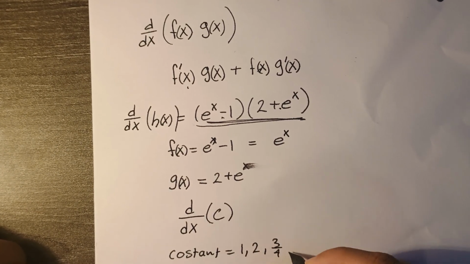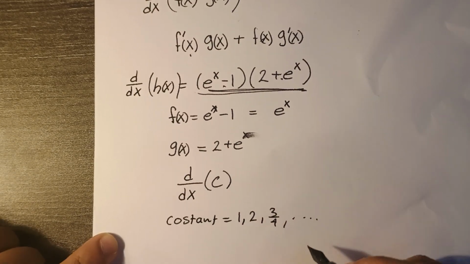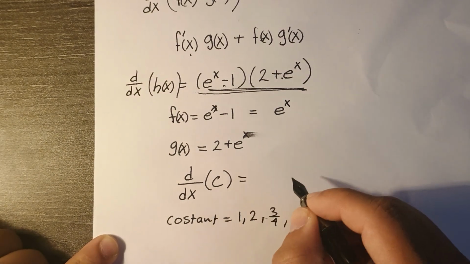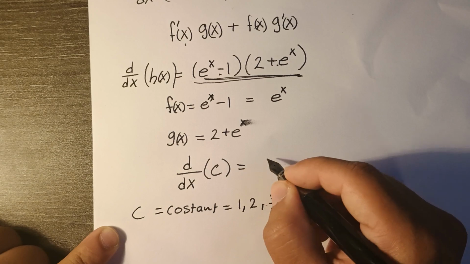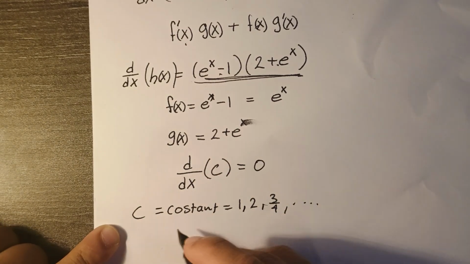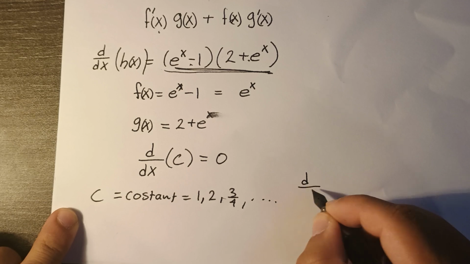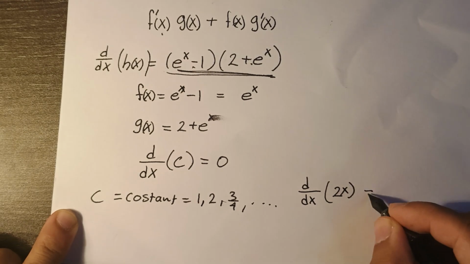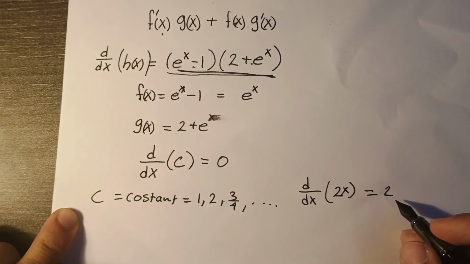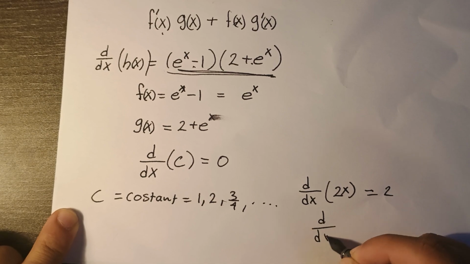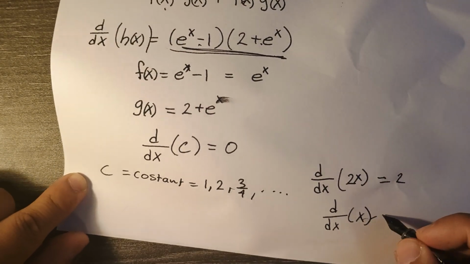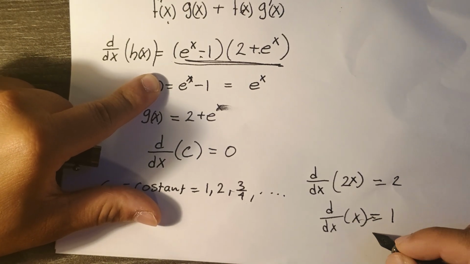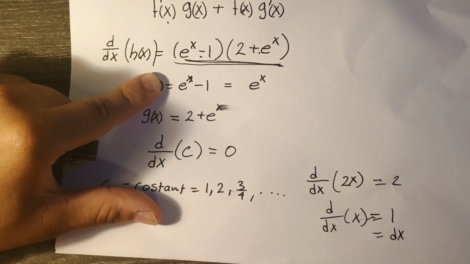2, 3 over 4, blah blah blah. Pretty much any number that doesn't have a variable attached to it, when you take the derivative of it, it's going to be 0. And when you take the derivative of something like this, you're just going to drop the x and leave the number. And of course, if you just had something like this, its derivative would just be 1, or sometimes teachers like writing out dx. But it's the same thing.